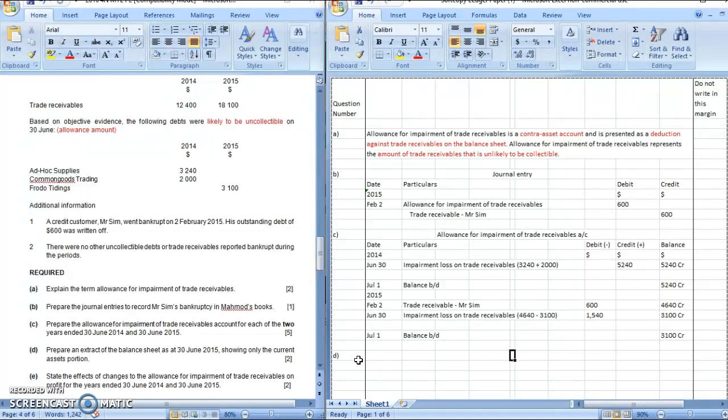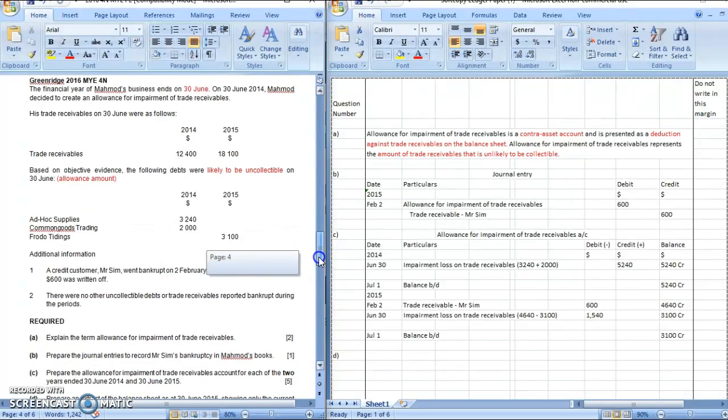First and foremost, we must always have the standard formats of a balance sheet, and in this case, the name of the business is actually Mahmud, since there's no company name. And then, don't forget to write the title of balance sheet as at 30th of June 2015. Since it's just an extract, we don't have to write the cost, accumulated, and net book value. We just have two simple dollar signs.